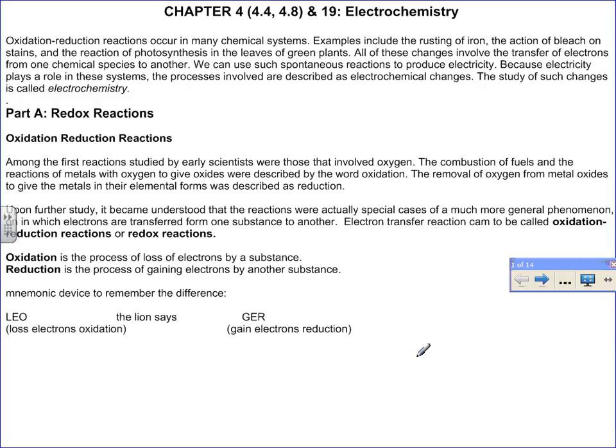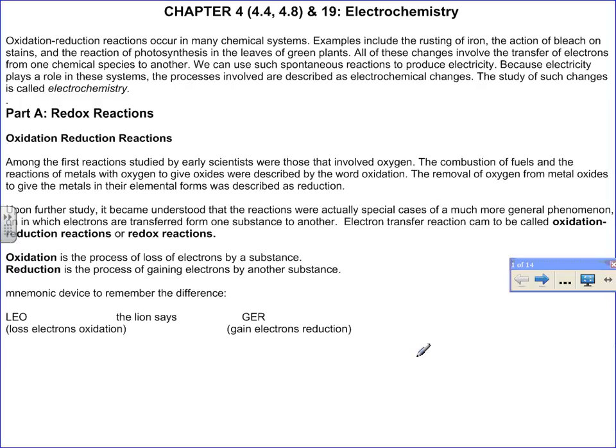Removing oxygen from metal oxides to give their metals was described as reduction. So for example, if a metal ore was extracted from the ground and the pure metal was extracted from that, the metal ore was said to have been reduced to its elemental form. So this is where the terms oxidation and reduction come in.